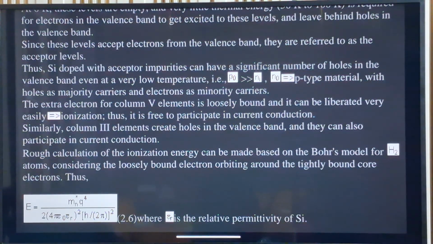The easy way of remembering this is that group 5 is higher, so 5 is a larger number than 3, so the energy bands will be higher up in the energy band diagram than the group 3 ones. So group 5 will be close to the conduction band, and group 3 elements will create energy bands very close to the valence band. If the energy levels are close to the valence band, then the electrons from the valence band can very easily jump to these energy levels, thus leaving behind a lot of extra holes in the valence band, and these extra holes make us classify the element as p-type.